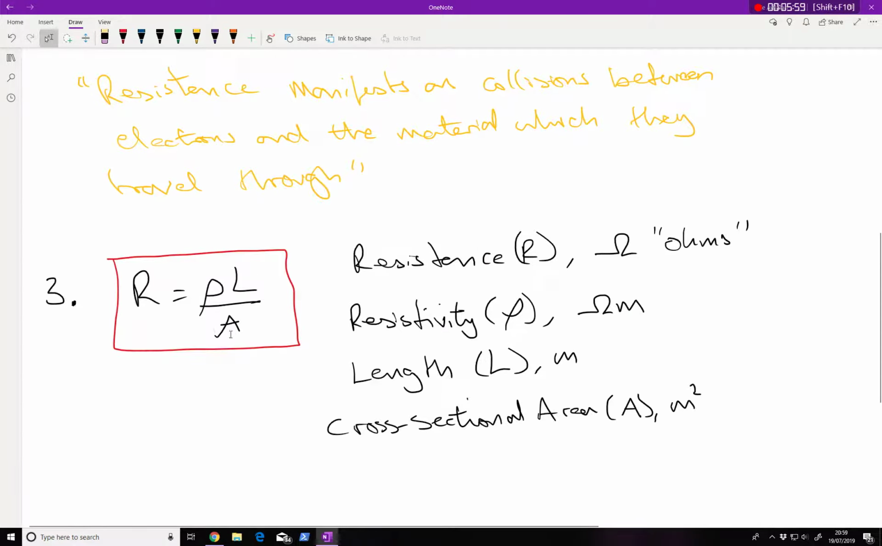Now the equation for resistance is resistance equals the resistivity multiplied by the length over the cross-sectional area. Now the length of the wire or conductor and the cross-sectional area of the conductor are pretty self-explanatory, but the resistivity is an inherent property of said conductor. The resistivity can be related to how dense the metallic lattice is. It could be related to the electronegativity of the metal ions that make up the metallic lattice.